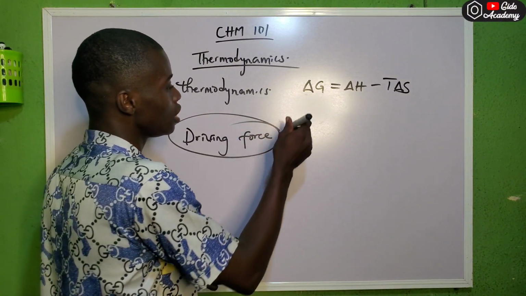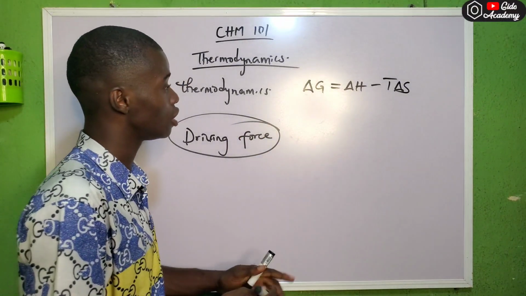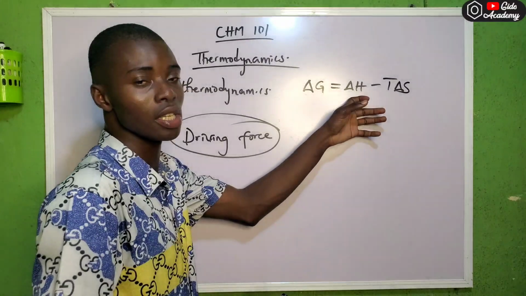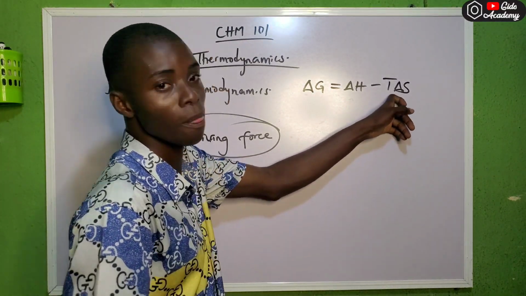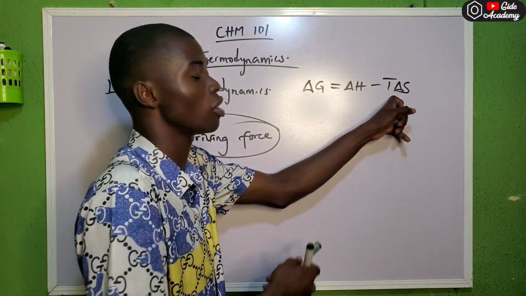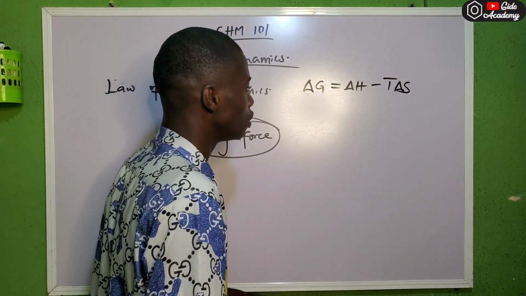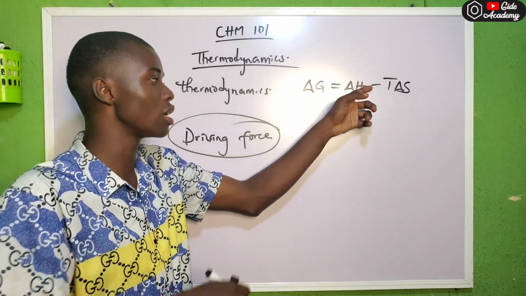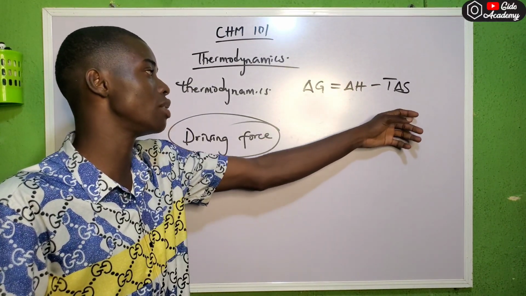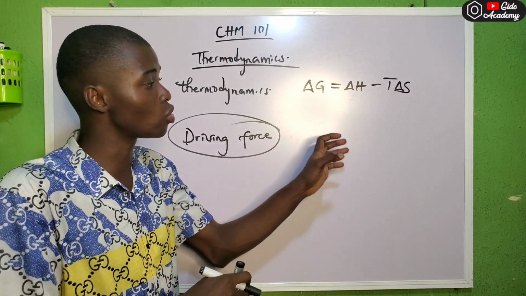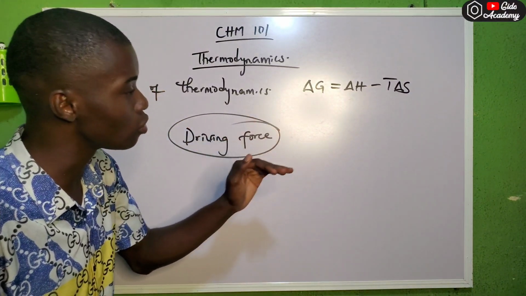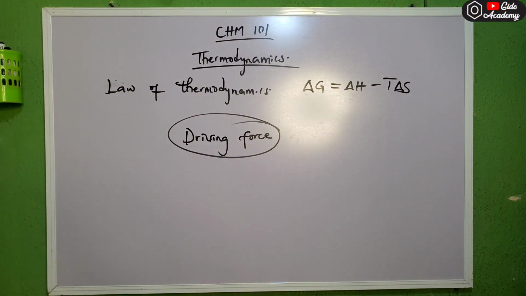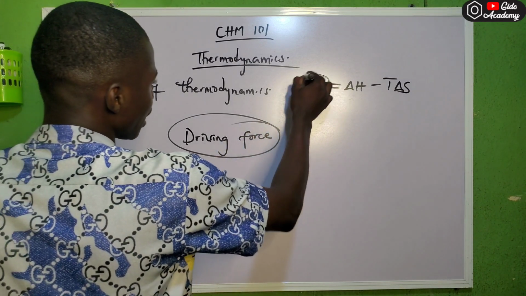Now delta G is Gibbs free energy, delta H is the heat content, T is your temperature, and delta S is the entropy. Remember, the enthalpy, delta H, is also known as the heat content, which can be positive or negative, while your entropy can also be positive or negative. But please take note, entropy, like I said in our last class, is the degree of disorderliness or randomness of a system.